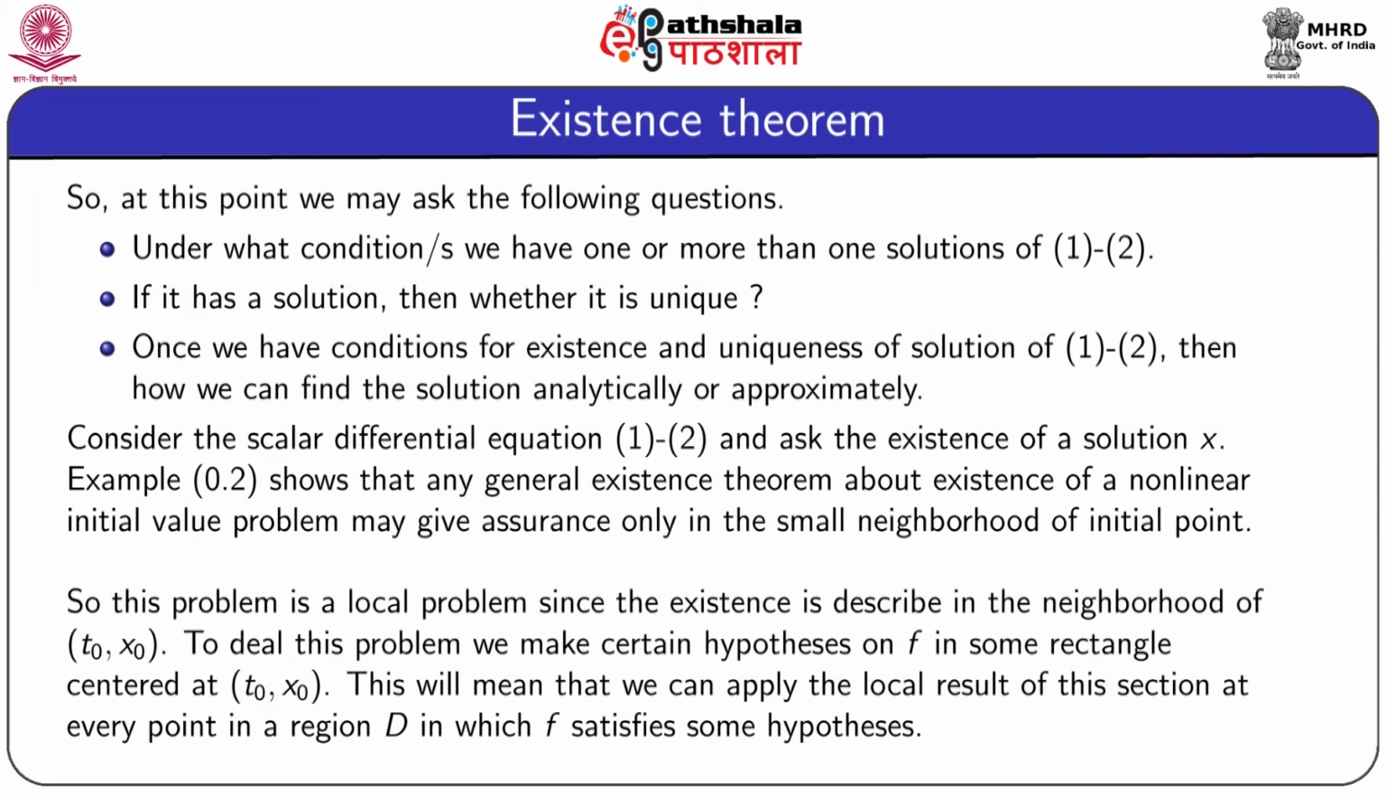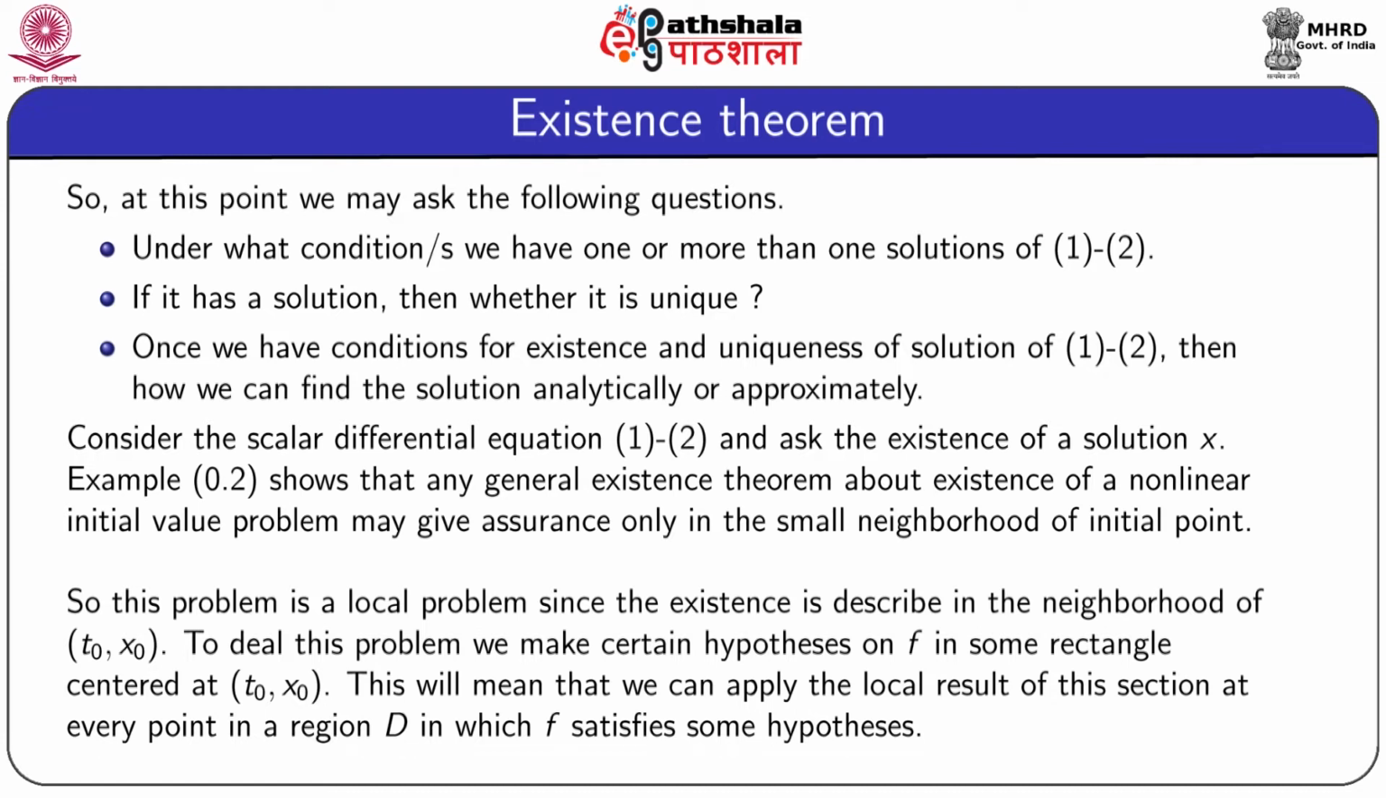So, at this point we may ask the following questions. Number 1, under what condition or conditions do we have one or more than one solutions of problem 1, 2? Number 2, if there is a solution, whether it is a unique solution or not. And number 3, once we have conditions for existence and uniqueness of the solution of problem 1, 2, then how can we find the solution analytically or approximately?